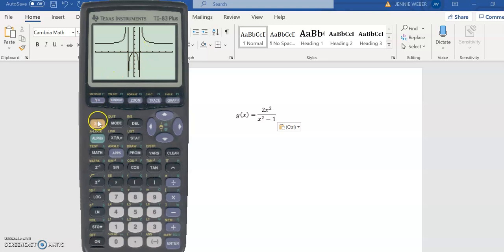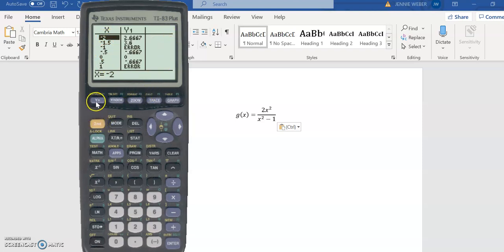Now, you can change the step of your table. For instance, if you think it's at a half or something, you can go to table set, which is the one above window. So this one here, table set. I have it counting by 2s now. You can count by halves. And now when I go back to my table, it's counting by halves. So you can change what X is counting by.